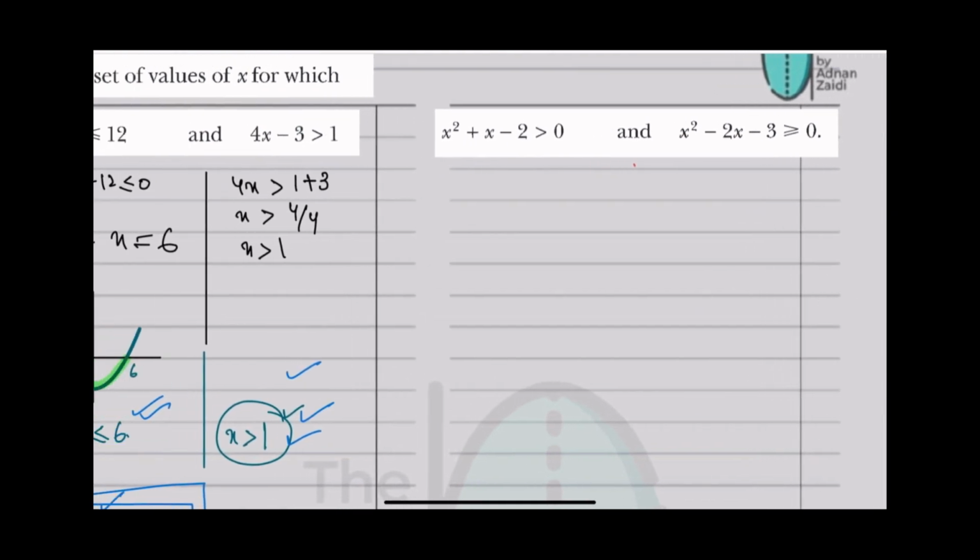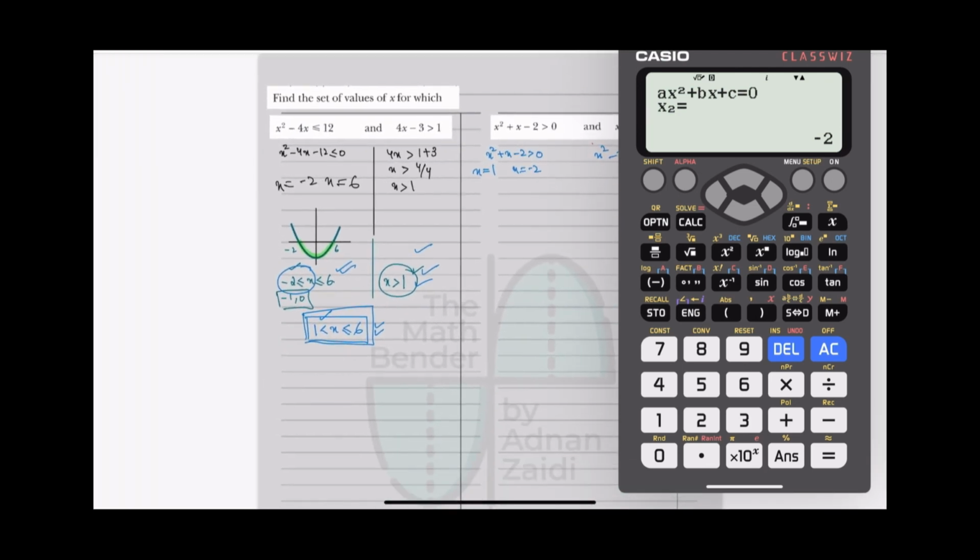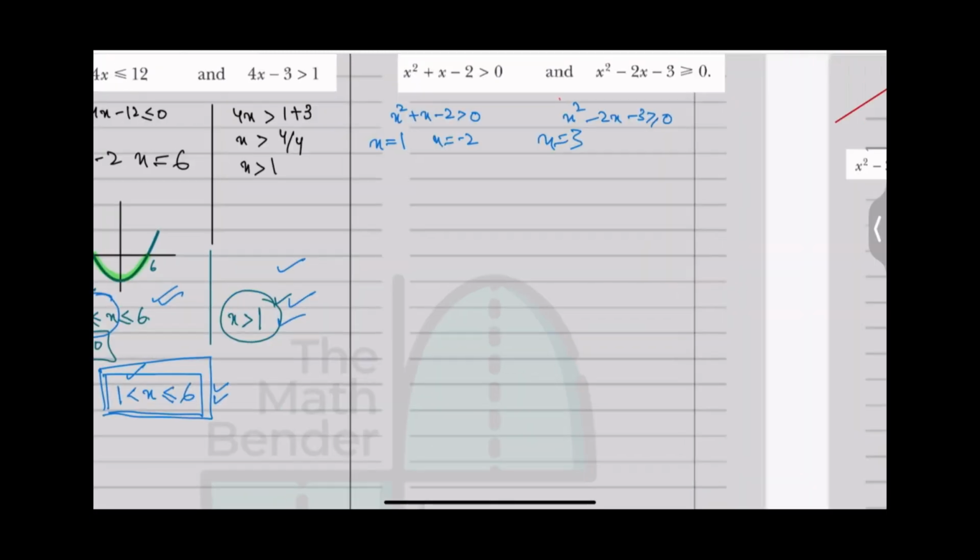Let's look at another question here. So x squared plus x minus 2 greater than 0, and x squared minus 2x minus 3 is greater than or equal to 0. So now, x is equal to 1 and x is equal to -2. Now taking the other inequality into account, x equals 3 and x equals -1.